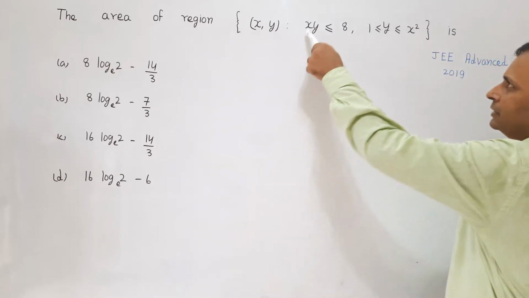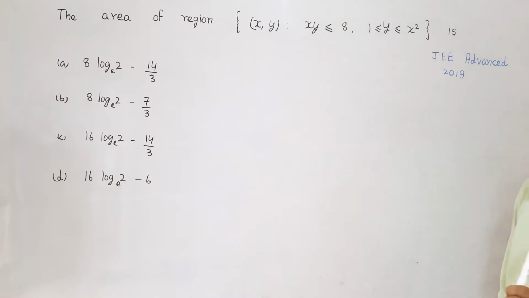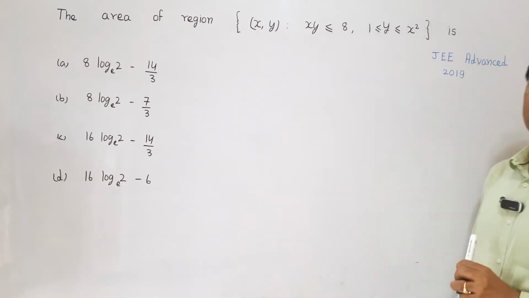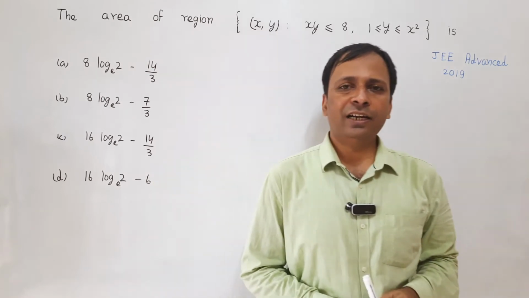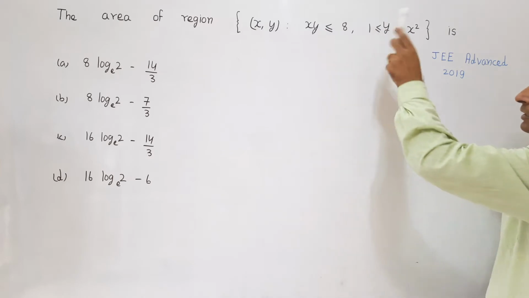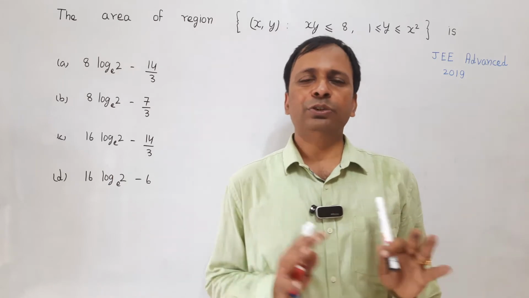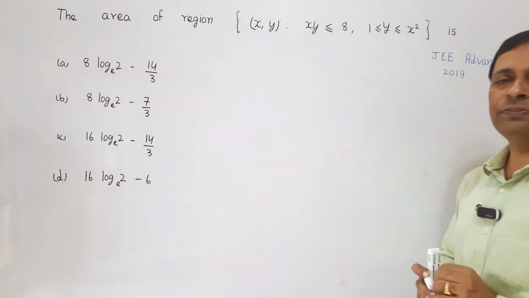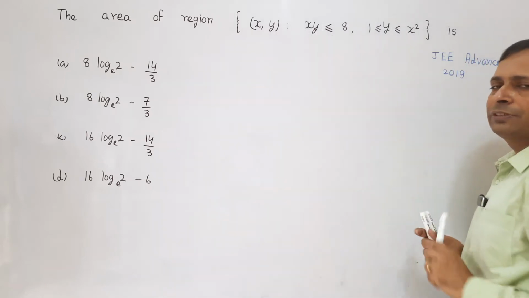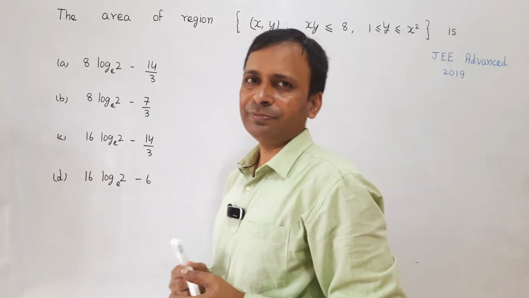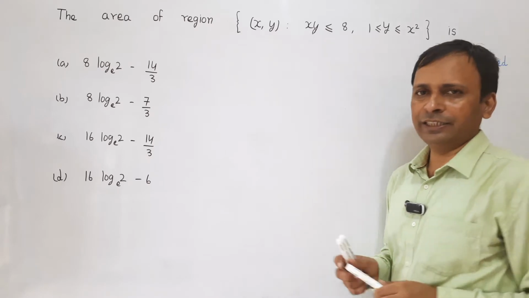So what we need is the area bounded by this and this region. The first one is xy less than or equal to 8. Whenever you have to solve any problem based on area under the curve and the question is given in the form of inequalities, the first step is to forget about the inequality to start with. First you should see the question as only about the equal to sign. So xy equal to 8, what does it represent? It represents a rectangular hyperbola. So let's first draw this rectangular hyperbola.